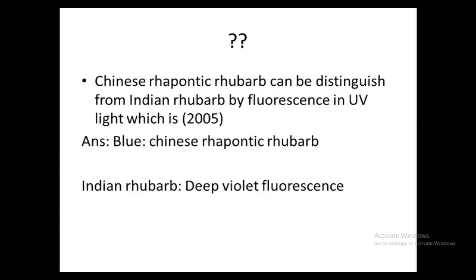Next, Chinese rhapontic rhubarb can be distinguished from Indian rhubarb by fluorescence in UV light, which is? This question appeared in GPAT 2005. The most important thing here: Chinese rhapontic rhubarb shows a blue fluorescence in UV light, whereas Indian rhubarb shows a deep violet fluorescence. So the correct answer is blue.